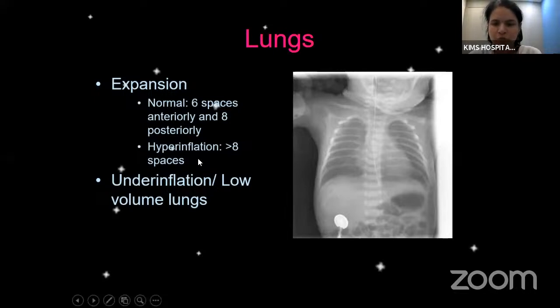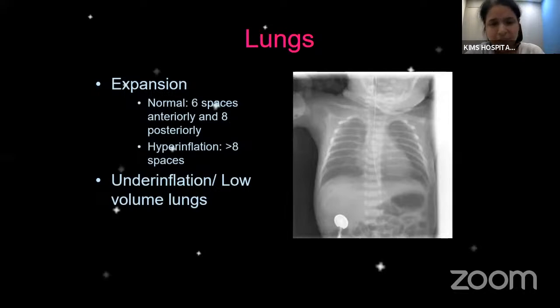If someone wants to count the anterior intercostal spaces, the space between the first and the second rib anteriorly would be counted as the first anterior intercostal space. Then we usually expect 6 anterior intercostal spaces. More conventionally, we count the posterior intercostal spaces. So anything more than 8 posterior intercostal spaces is considered to be hyperinflation in neonates.